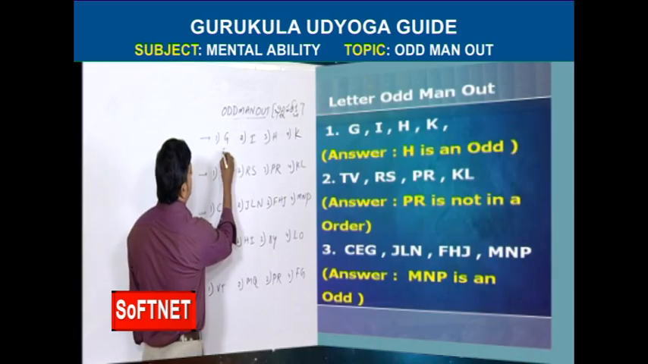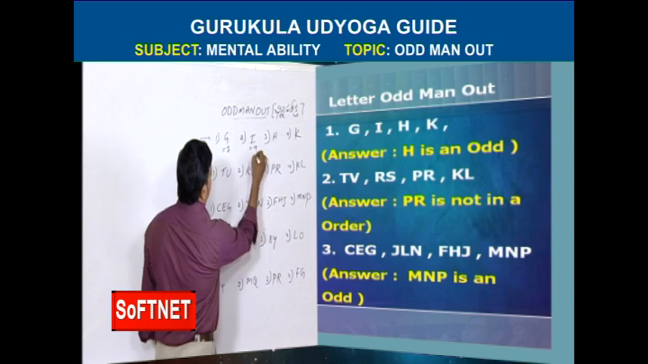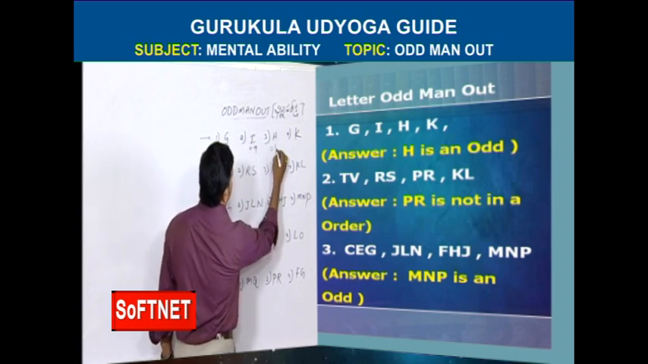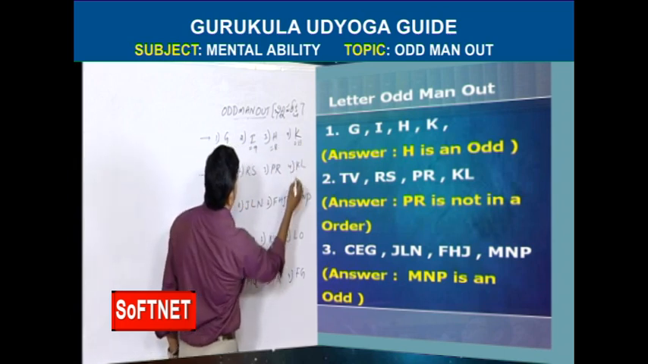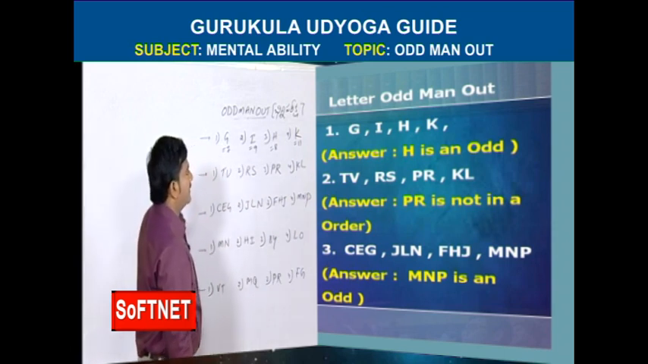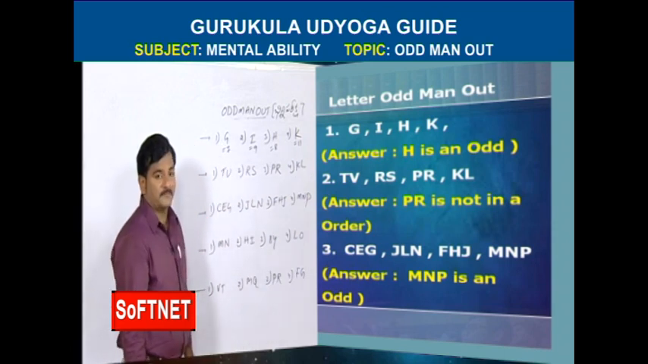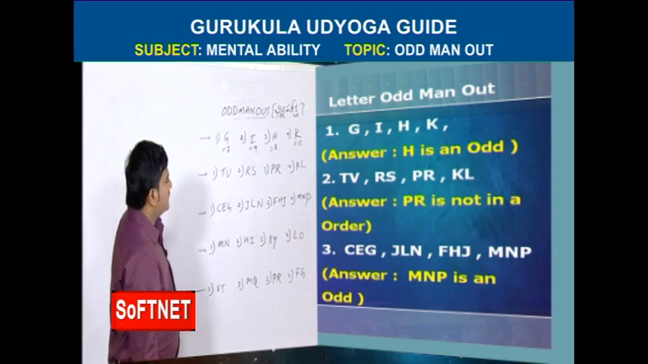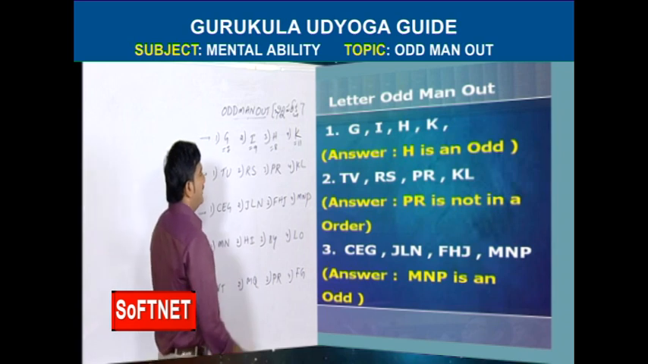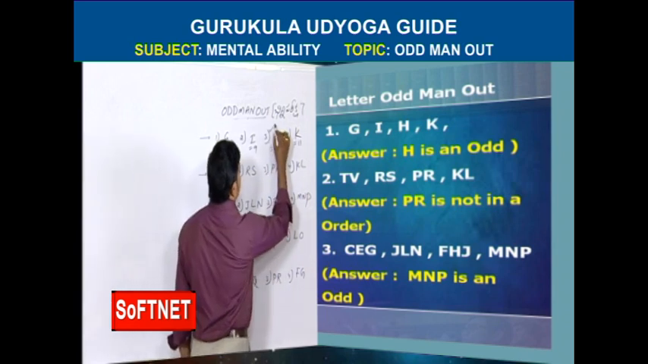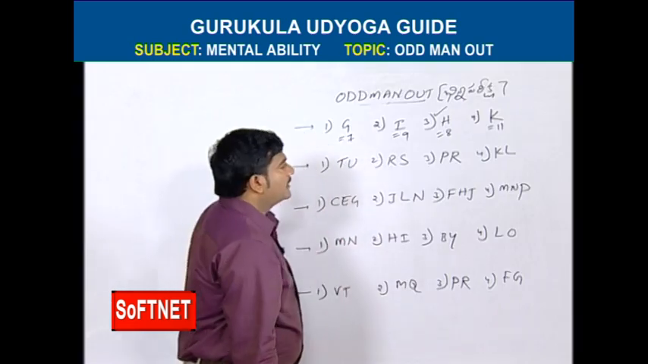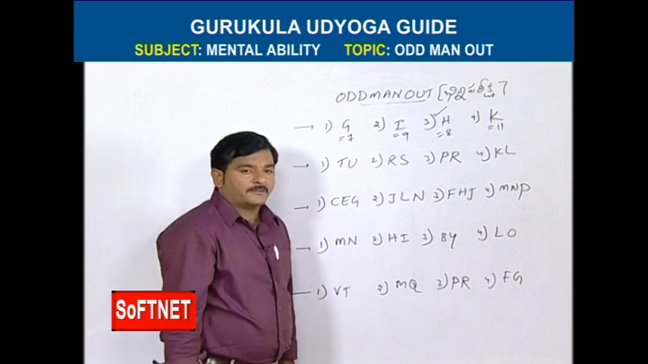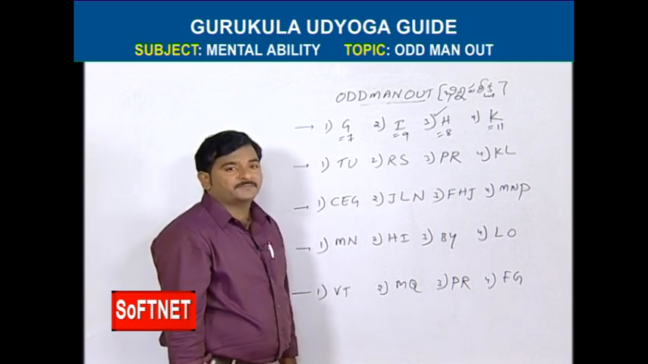Here G means how much? 7. I means 9. H means 8. K means 11. Okay, 7, 9, 11. The concept involved is 7, 9, 8, 11. So here the option is the third option. Why third option? The remaining three are odd numbers, whereas the third option is an even number.